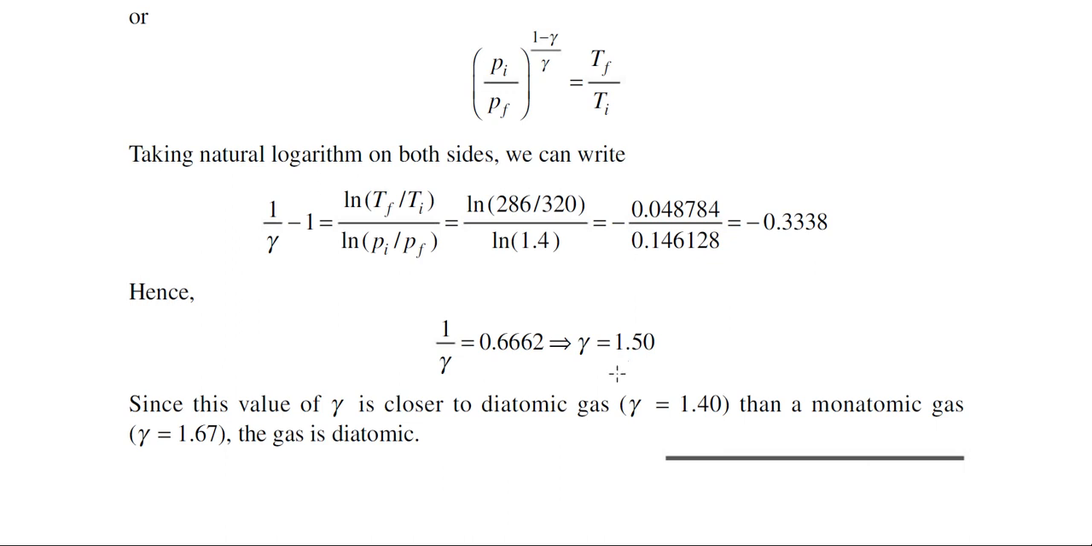Now, we know that for a diatomic gas, the value of gamma is 1.4. But for a monoatomic gas, the value of gamma is 1.67. You have to remember this relation, that is, for diatomic gas gamma is equal to 1.4 and for monoatomic gas gamma is equal to 1.67. Now this value is close to the diatomic gas. So we will conclude that the gas is diatomic.